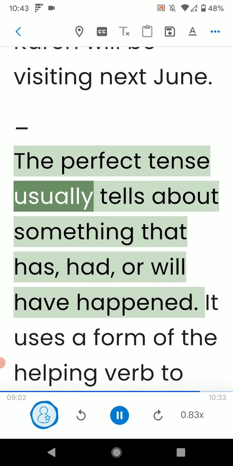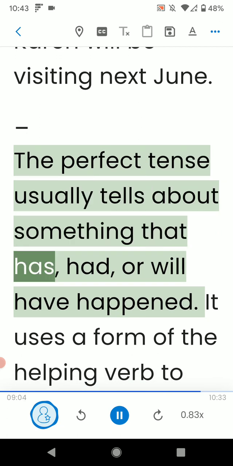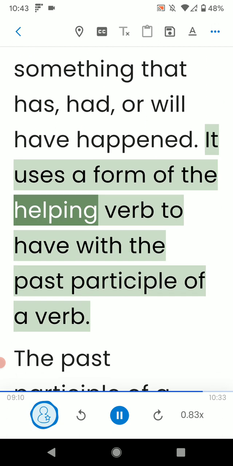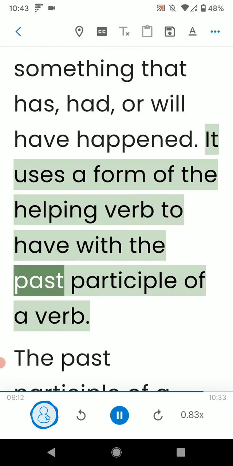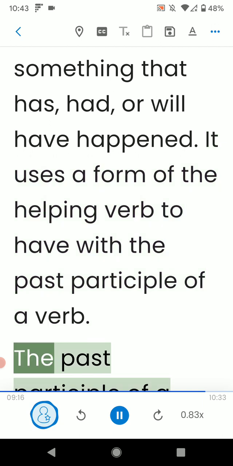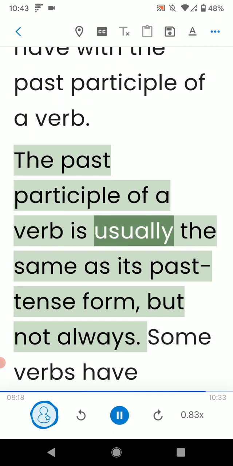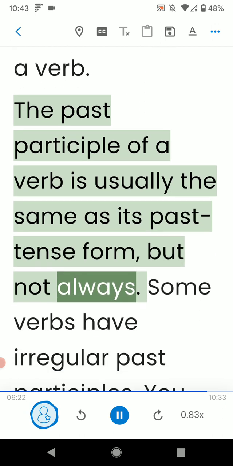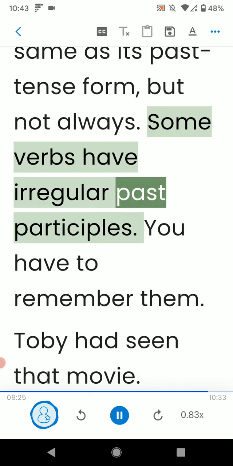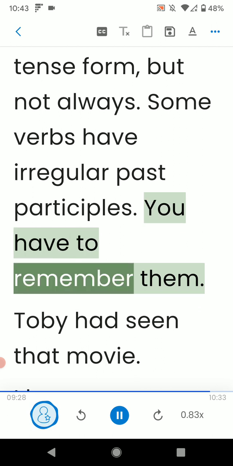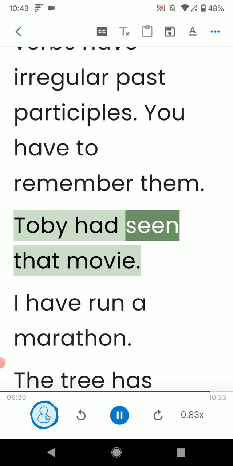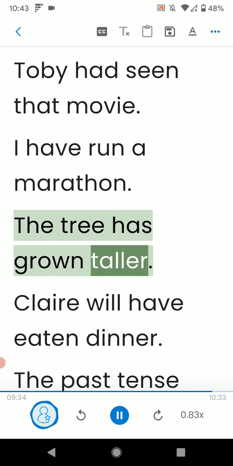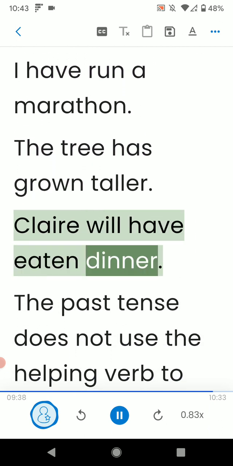The perfect tense usually tells about something that has, had, or will have happened. It uses a form of the helping verb to have with the past participle of a verb. The past participle of a verb is usually the same as its past tense form, but not always. Some verbs have irregular past participles. You have to remember them. Toby had seen that movie. I have run a marathon. The tree has grown taller. Clara will have eaten dinner.